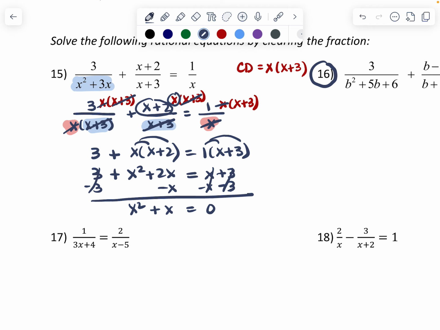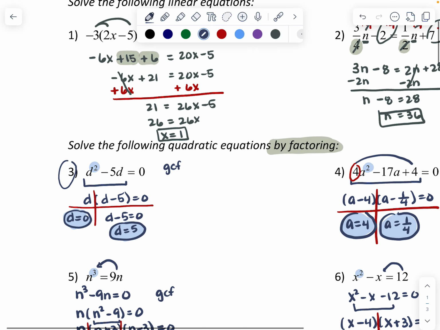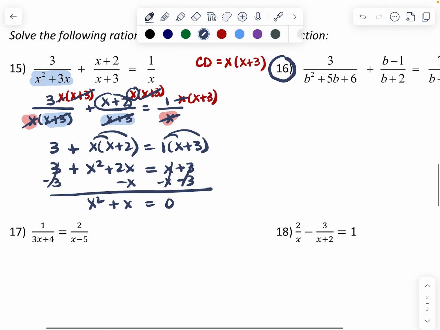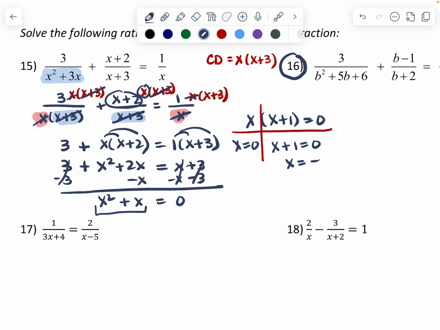Now, you guys, this is a problem very similar to the factoring one we did here. Which one was it? Oh my gosh, like number 3. Very similar to that. You just pull out a GCF. It's so easy that it's actually almost hard. So if I factor this right here, pull out an x, and I'm going to be left with x plus 1 equals 0. Now, setting each factor equal to 0, I'm going to get x equals 0. And then x plus 1 equals 0, which if I subtract 1, I'm going to get x equals negative 1.